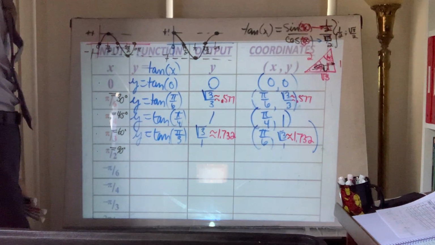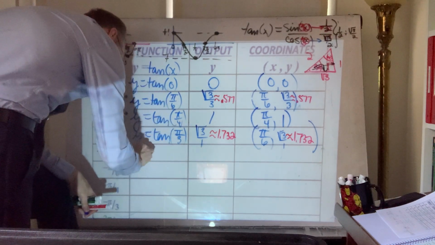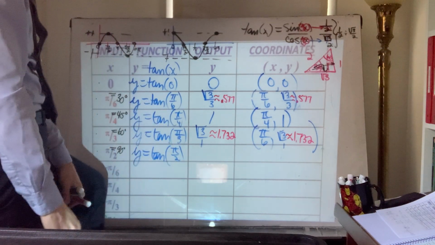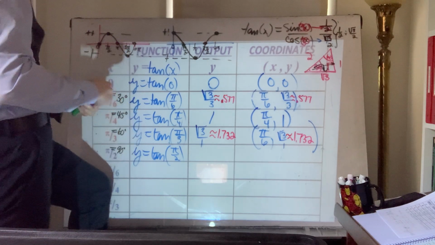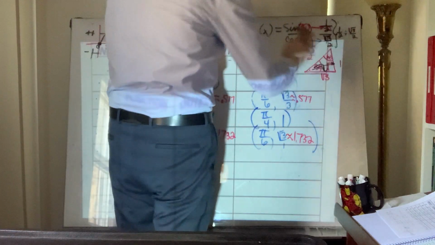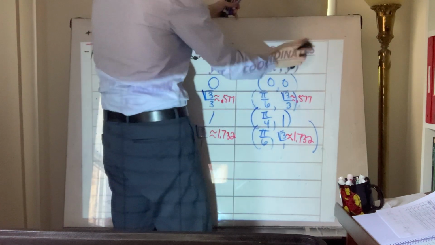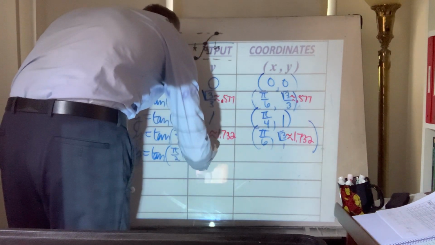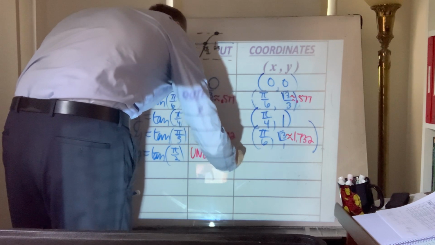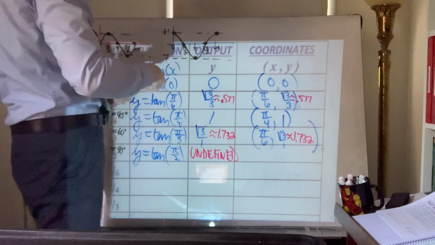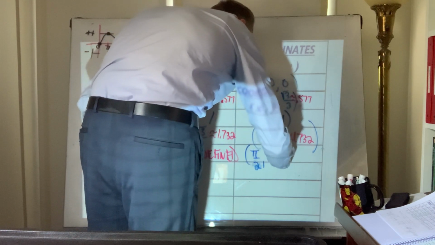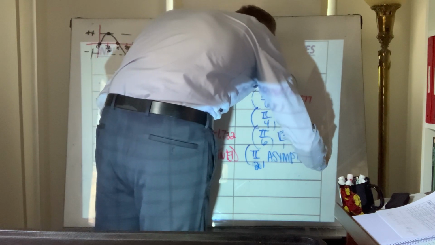When you get to 90 degrees, and you attempt to evaluate tangent at pi over 2 in radian style, what ends up happening is that it's undefined. Let me show you why. It's undefined, which means that there is an asymptote. At pi over 2, there's an asymptote. And there would be elsewhere because it's a periodic function.